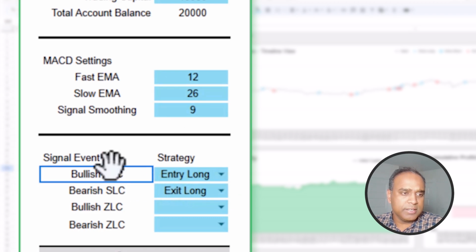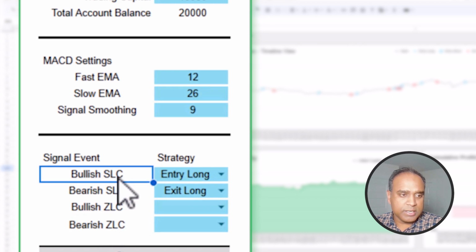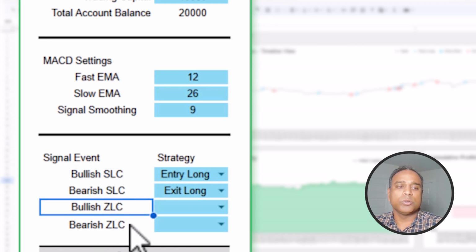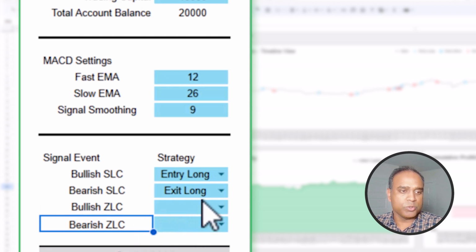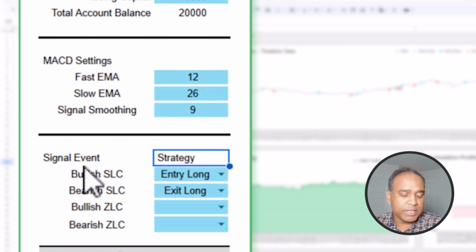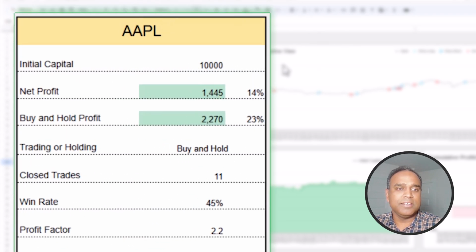So the MACD technical indicator provides you with 4 different signals: bullish signal line crossover, bearish signal line crossover, bullish zero line crossover, and bearish zero line crossover. Now, you can choose which strategy you want to take based on the specific signal event from the technical indicator, and then you can enter them here. That's it. That's all the input you need to provide to the template. Immediately, you can see the results.